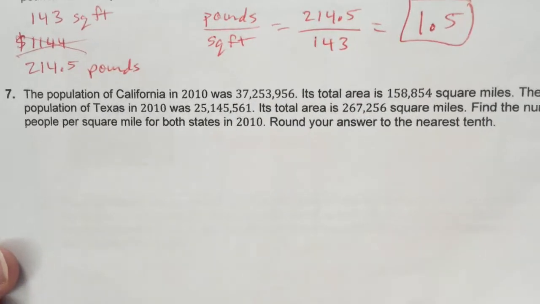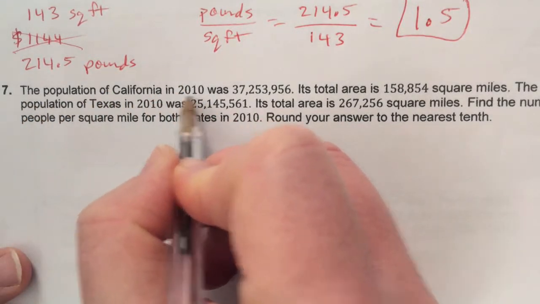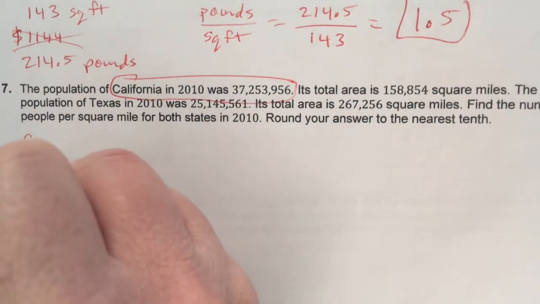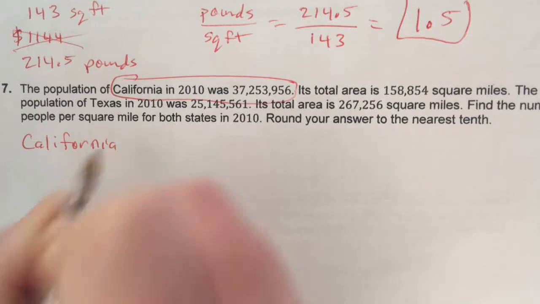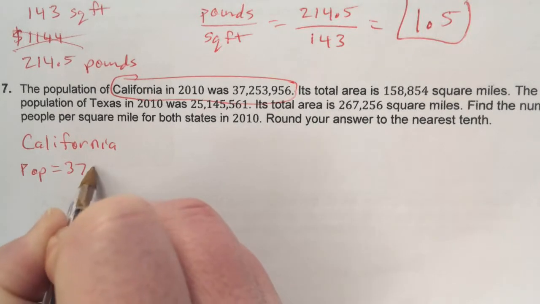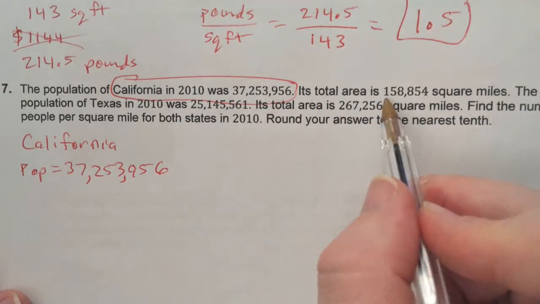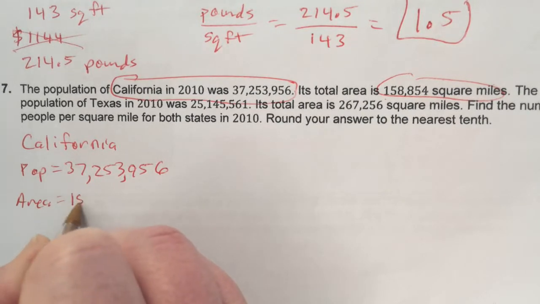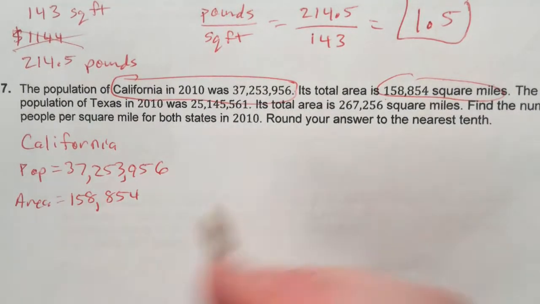And last problem, number 7. The population of California in 2010 was this number. So California has a population of that big old number, 37,253,956. And the total area is this. The area for California is 158,854. Then they said, let's look at Texas.